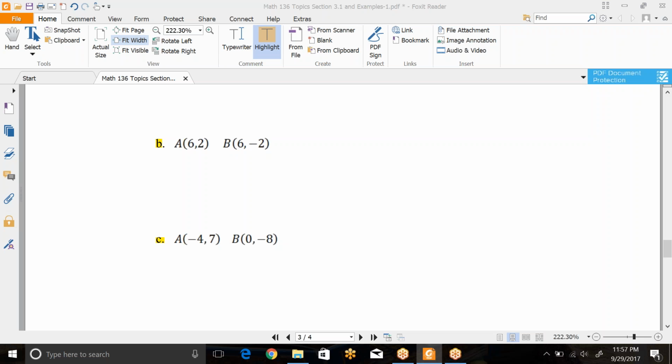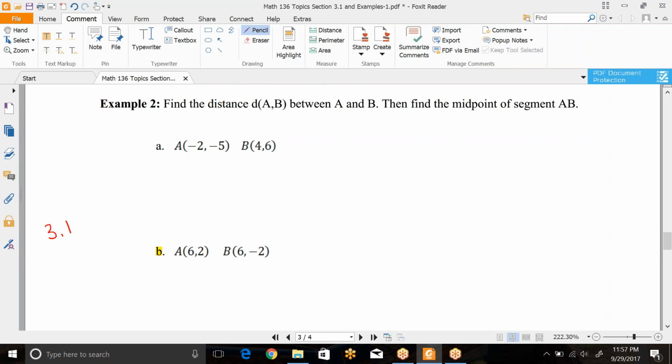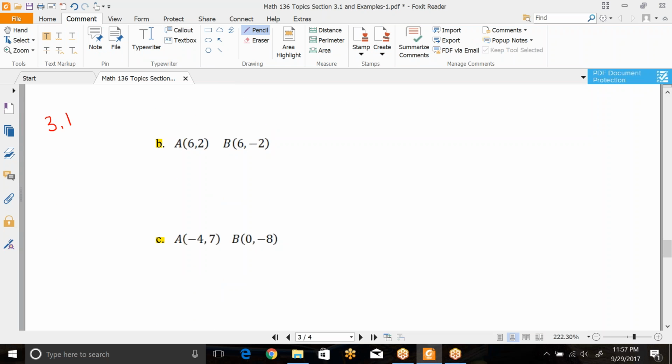All right, this is the video for the extra examples from section 3.1. Starting with this one right here, we're doing the distance and the midpoint formula. That's what the directions say to do.